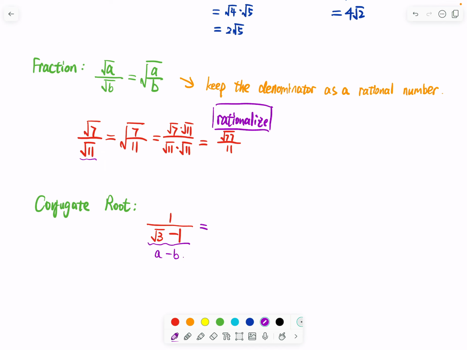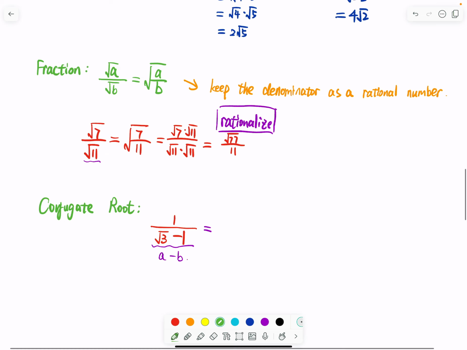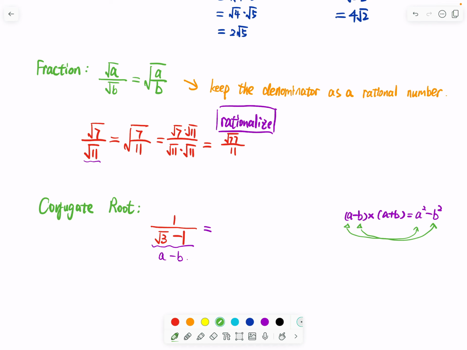What kind of formula can turn this root 3 into 3, or make a become a squared? You may think about the difference between two squares. We have a minus b times a plus b equals a squared minus b squared. So I have a minus b, and I change it into a squared minus b squared. That means once we have a root number, we can multiply it by itself and it will become an integer.